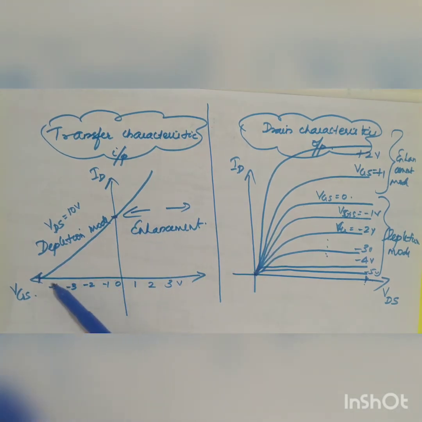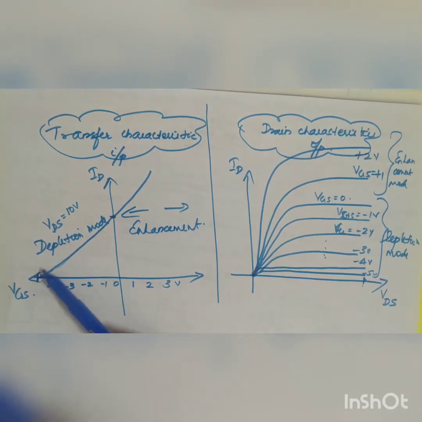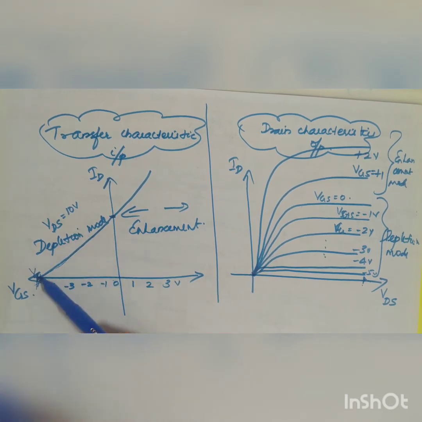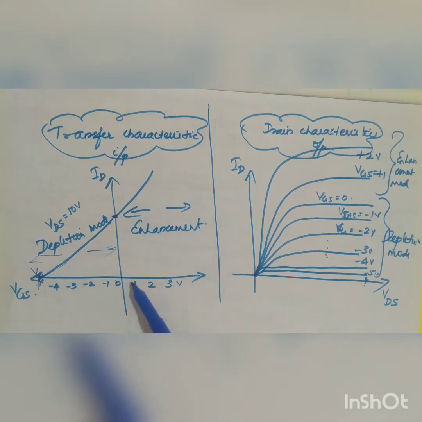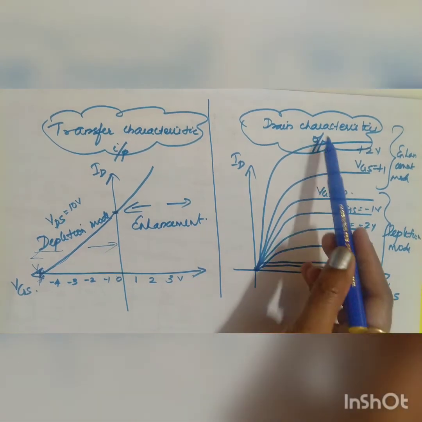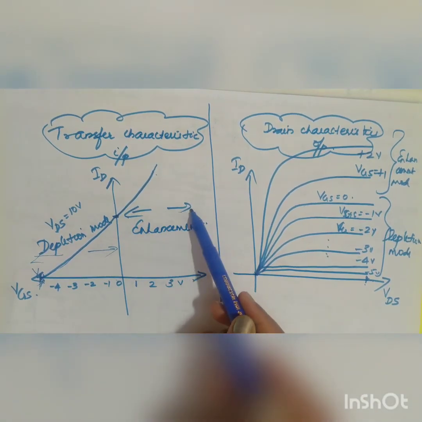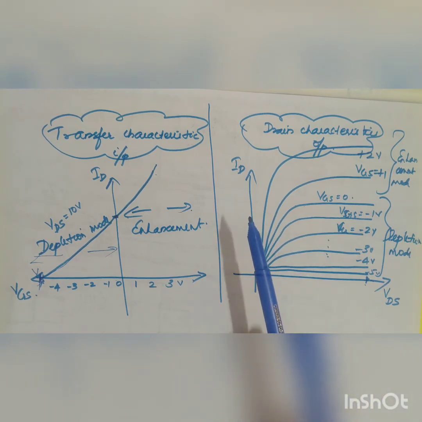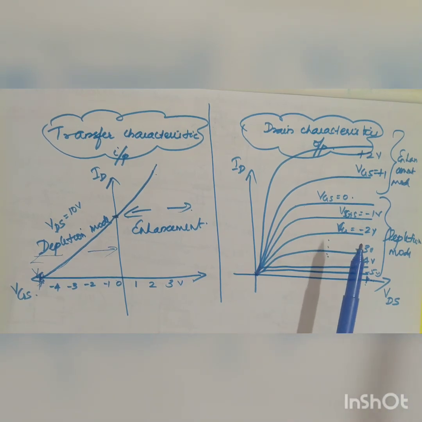When VGS is negative, the ID current starts decreasing, and once it reaches the pinch-off voltage VP, what will happen? Your ID current becomes 0. This is called your depletion mode. Okay. So when VGS is positive, what will happen? There will be a huge increase in your ID current. So this is called your enhancement mode. So these are the different important points which you can write for the construction, working principle, and characteristics of your N-type depletion type MOSFET.